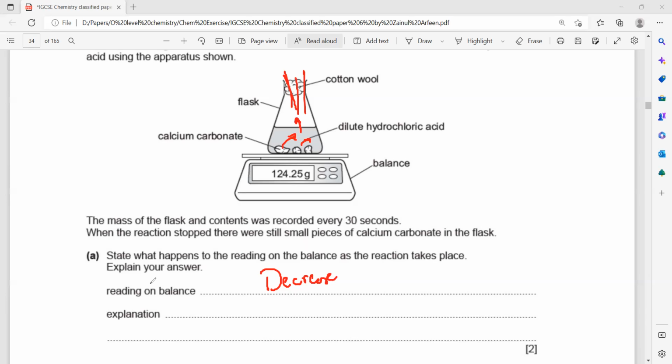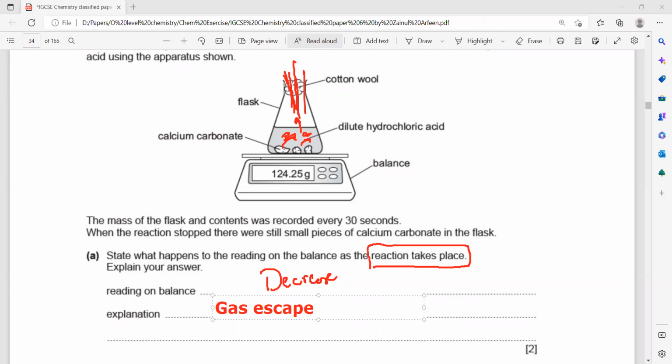So we have to explain what happened to the reading on the balance as the reaction takes place. When the reaction is taking place, the calcium carbonate reacts with hydrochloric acid, giving calcium chloride, which will dissolve here. Water is there, and carbon dioxide is a gas which is given off. So mass will decrease, and the reason is that the gas, carbon dioxide, escapes. You cannot mention that the solid dissolves, because in some cases a solid dissolves but it won't change the mass unless a gas is given off. When the gas is given off, that's why the mass is decreasing.